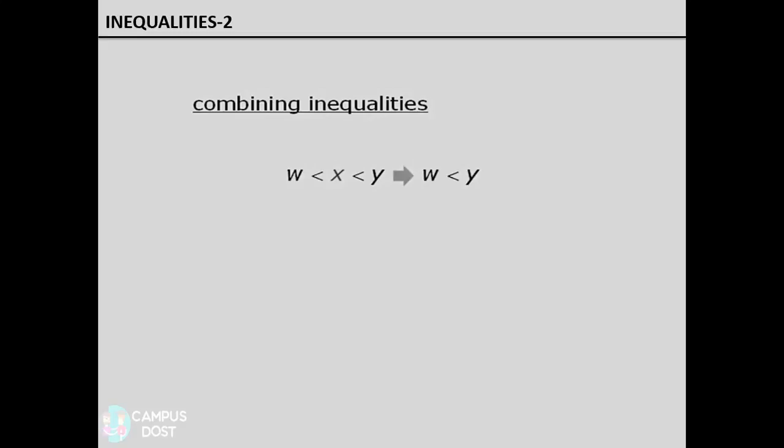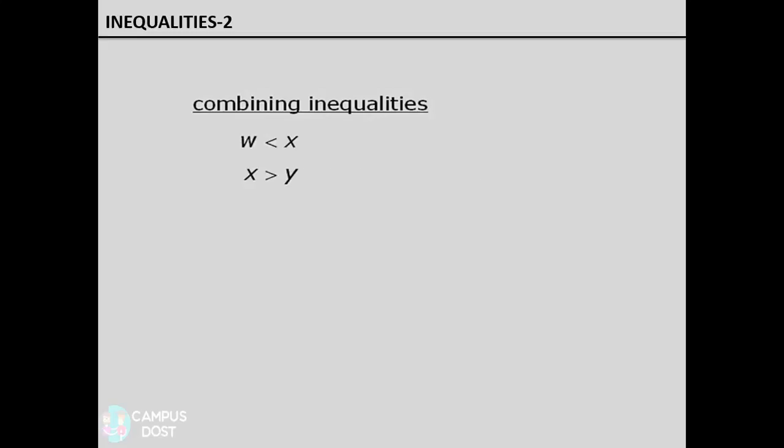And now when we combine the two inequalities using x as the common term, we get the following relationship. So here we can see that the value of x lies between the values of w and y, and we can also conclude that w must be less than y. Now let's examine another example.